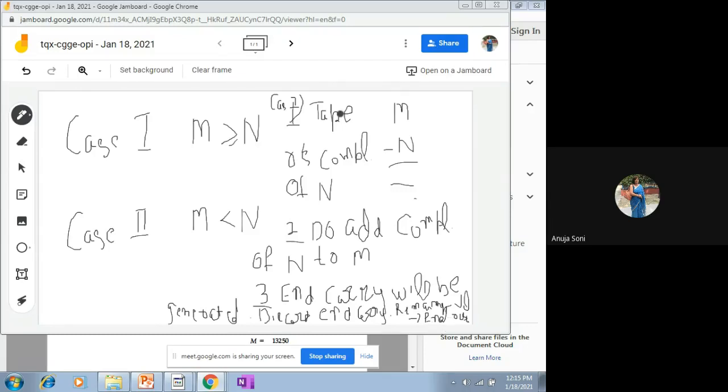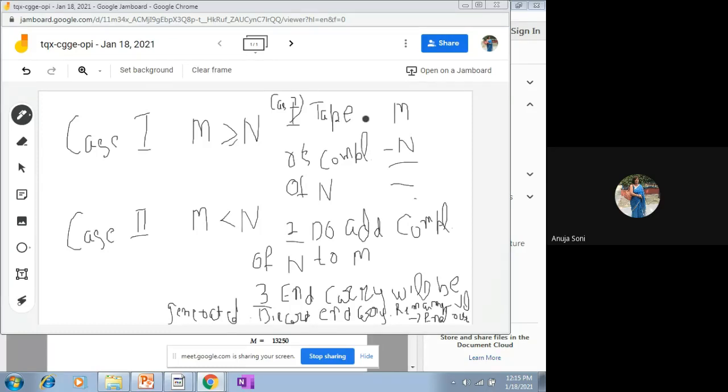So again, I'm repeating what you have to do when the positive value is greater than the negative value, and you have to find the subtraction using r's complement. It may be two's complement or ten's complement, provided we are dealing with binary numbers or decimal numbers respectively.